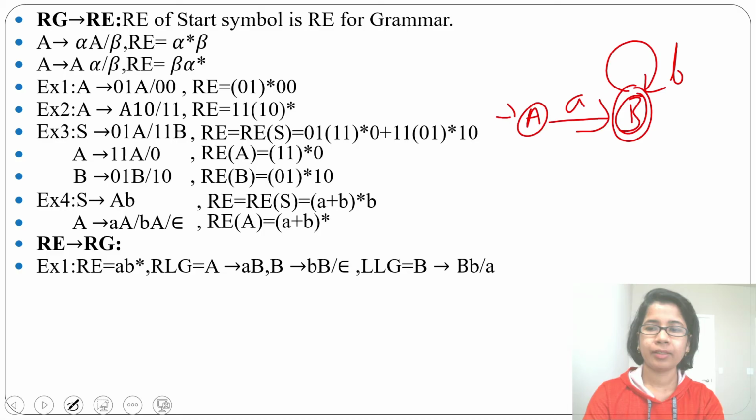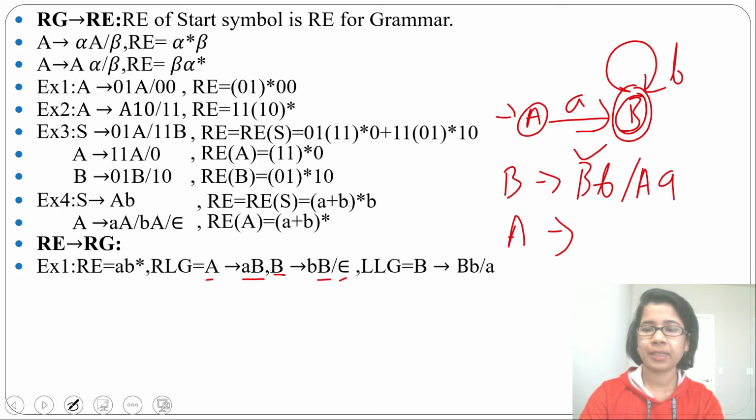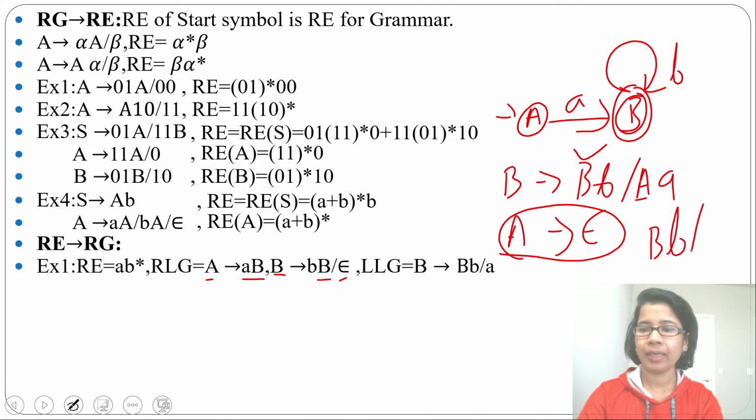Now find the right linear grammar from this finite automata. A tends to aB, then B tends to bB. Here is a self loop, so bB or epsilon. Then what will be the left linear grammar? Left linear grammar will be B tends to Bb or A, and A tends to epsilon. If you substitute this value here, you will simply get B tends to Bb or a, because in place of A we substitute epsilon. So the left linear grammar will be this: B tends to Bb or a.